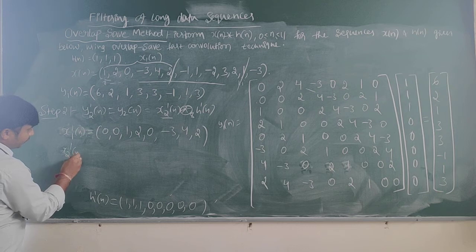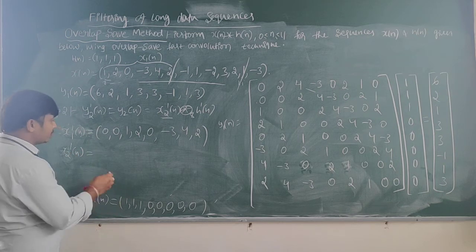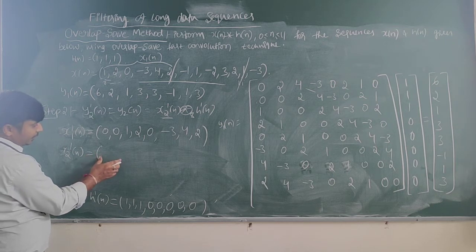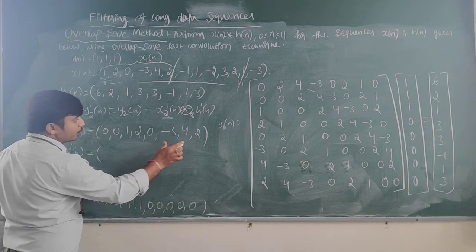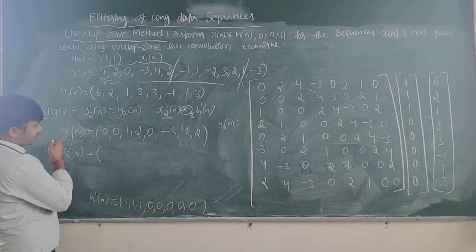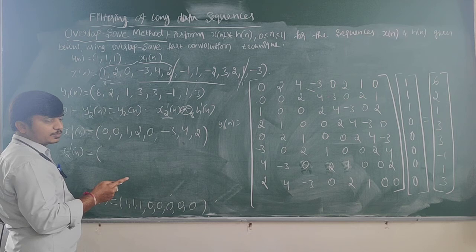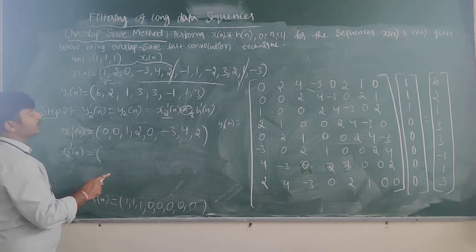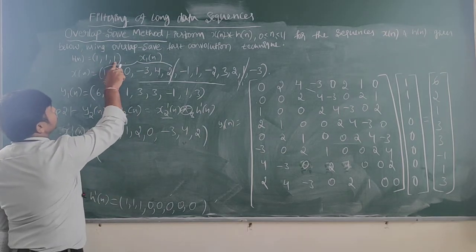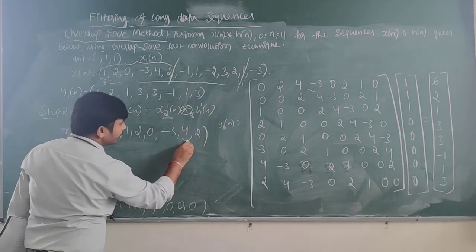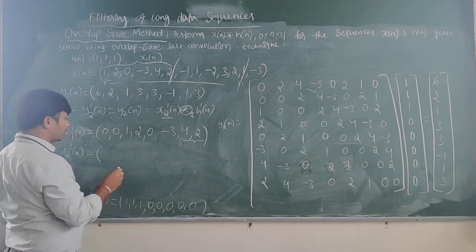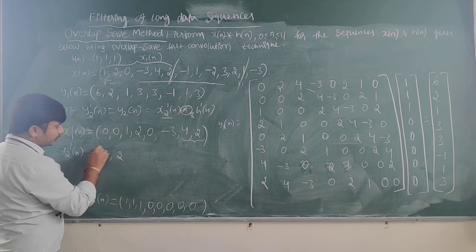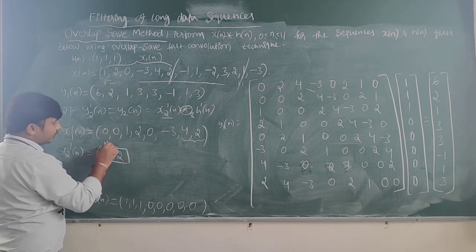So here x2 dash of n is given by... what will be the first entries of this x2 dash of n? It will be the m minus 1 values of the previous sequence. Here the previous sequence is x1 dash of n. So the last m minus 1 values will be the first entries of this x2 dash of n. M is 3, so m minus 1 is 2. So the last two entries of the previous sample, that is 4 comma 2.